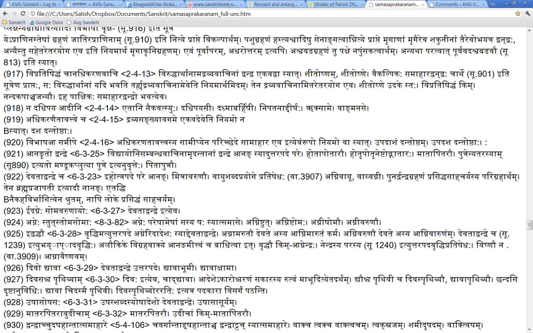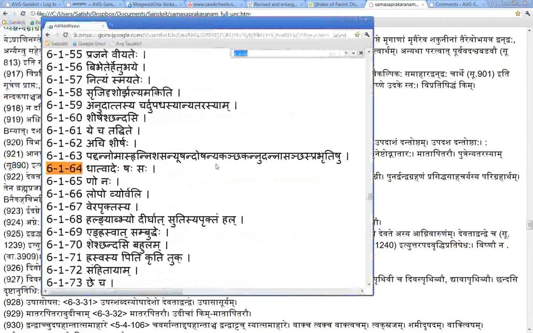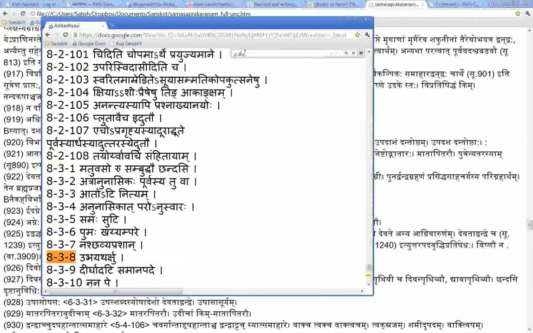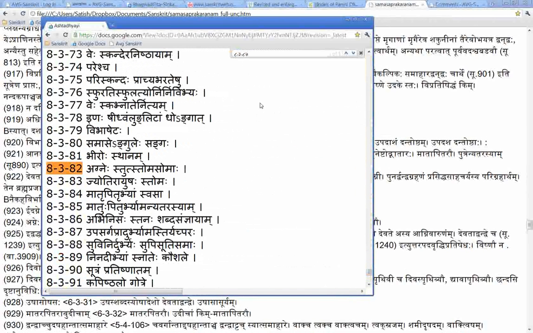The reason for that is that Sat Padadyoho is a sutram which is very, very important. A Padadi Sakaraha will not take the murdhanyadesha. 8382 Agnehi Stustoma Somaha. In fact, in the Agnishtut, Sat Padadyoho iti nishedhe ayam arambhaha.